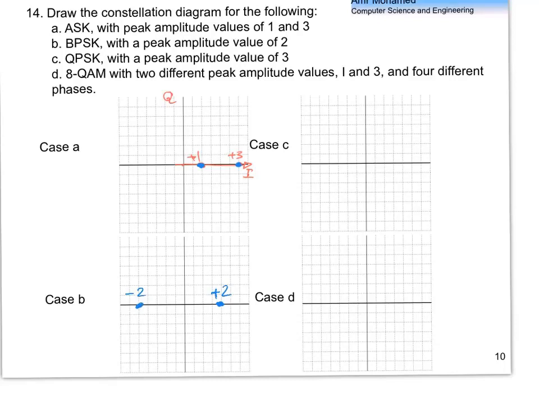For QPSK we have 4 symbols with a peak amplitude of 3. You can do that in 2 ways. Either we start from a phase shift of 0, or we start from a phase shift of 45 degrees. I select to start from 45 degrees, like what we have explained in class, and this is 3. So this is one symbol with an amplitude of positive 3, and we have another one here and one here.